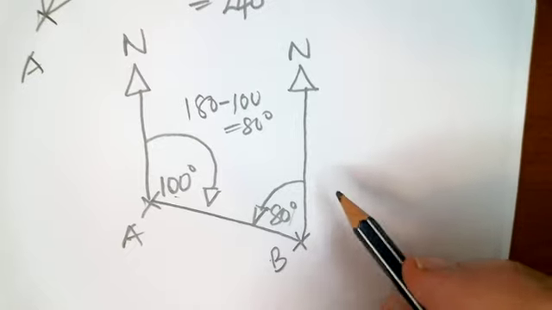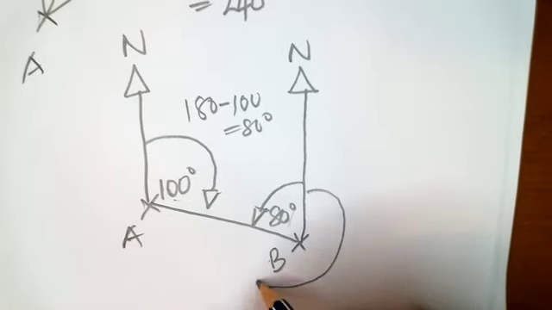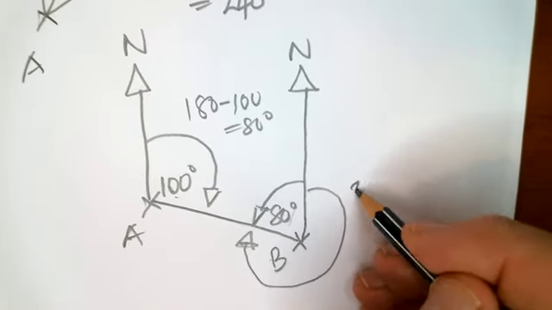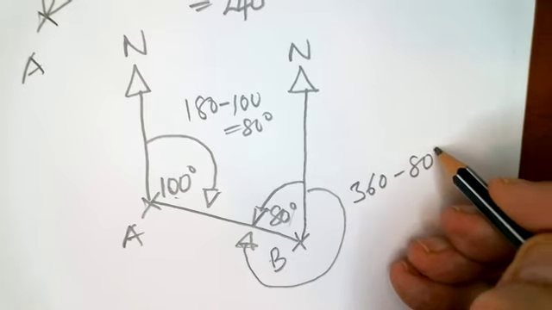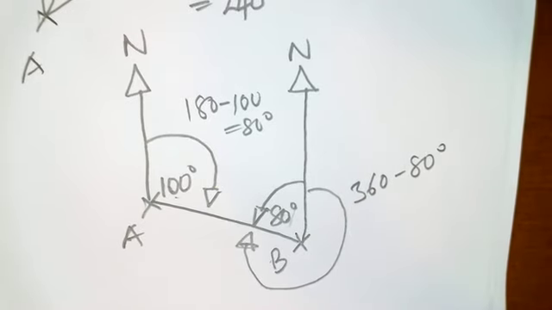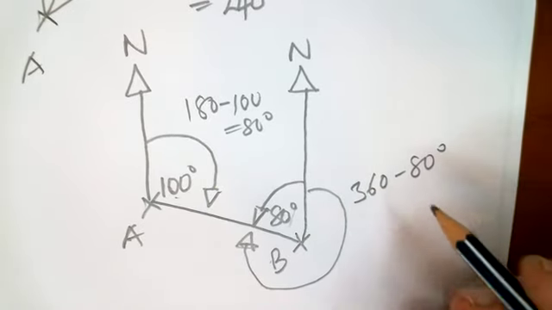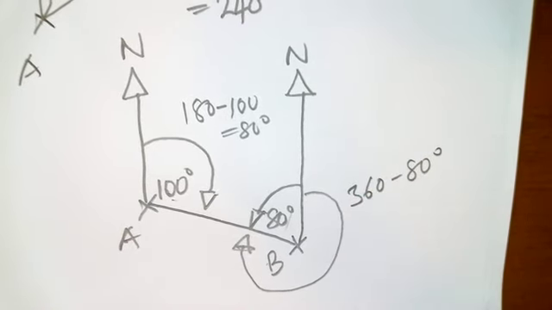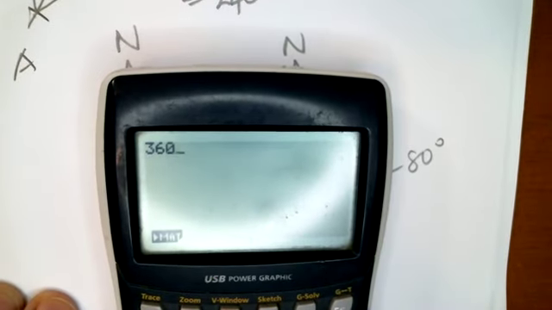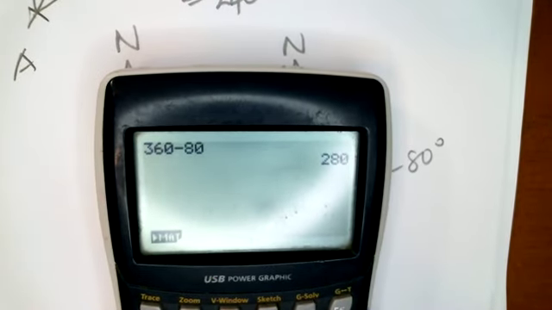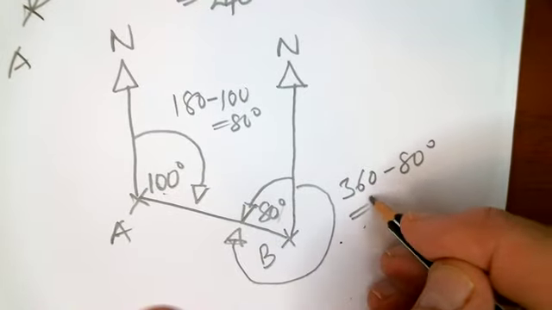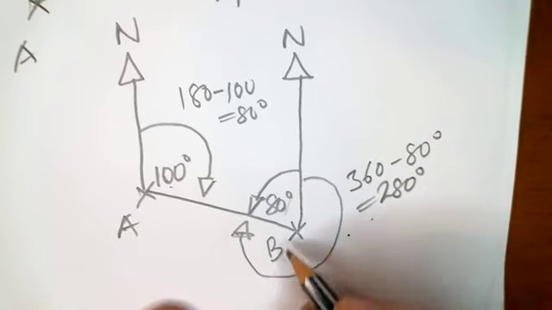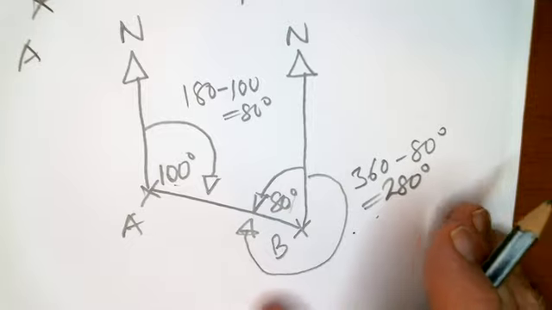Of course, this means that this angle here must be 360 minus 80 because these are angles around a point. So it's going to be 280. In fact, you know what? Just do it on the calculator. So you've got 360, you're taking off 80, and you get your 280. So this angle here, this bearing, sorry, is 280 degrees.